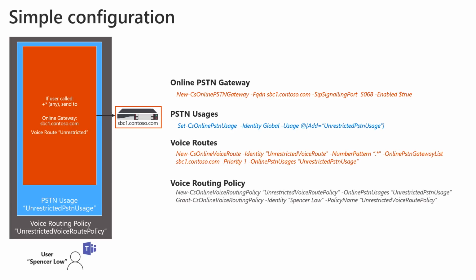Now we need to grant it to the user, so we run grant CS Online voice routing policy, identity of the user is Spencer Lowe, and the policy name that we want to grant to the user is the unrestricted voice routing policy. Now this user can dial any number and it will be routed via the SBC1.